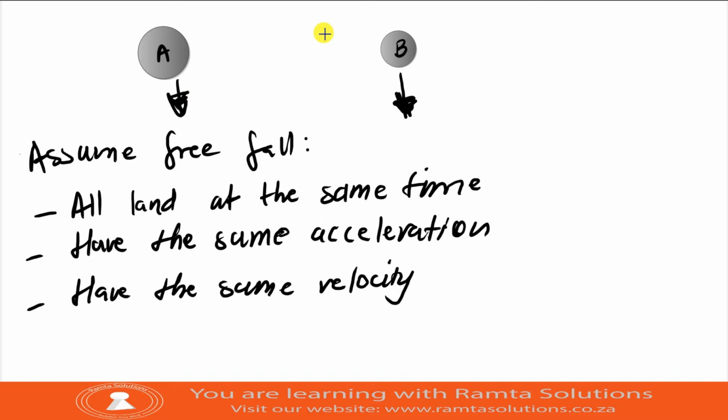What matters here is their initial velocities and their final velocities. But if we assume free fall, they will land at the same time. If they were dropped at the same time, they will have the same acceleration. What is that acceleration? 9.8 meters per second squared downwards. And they will have the same final velocity. So this is what's happening with your vertical projectile motion.